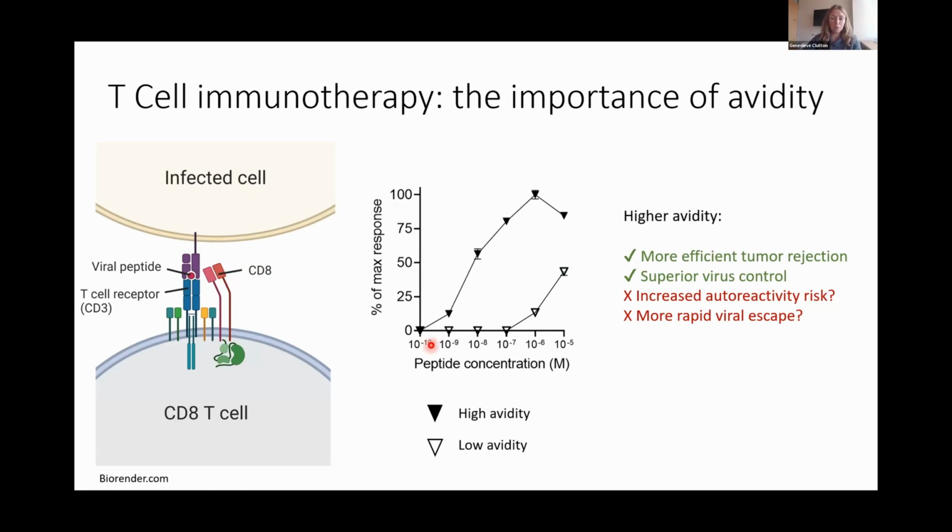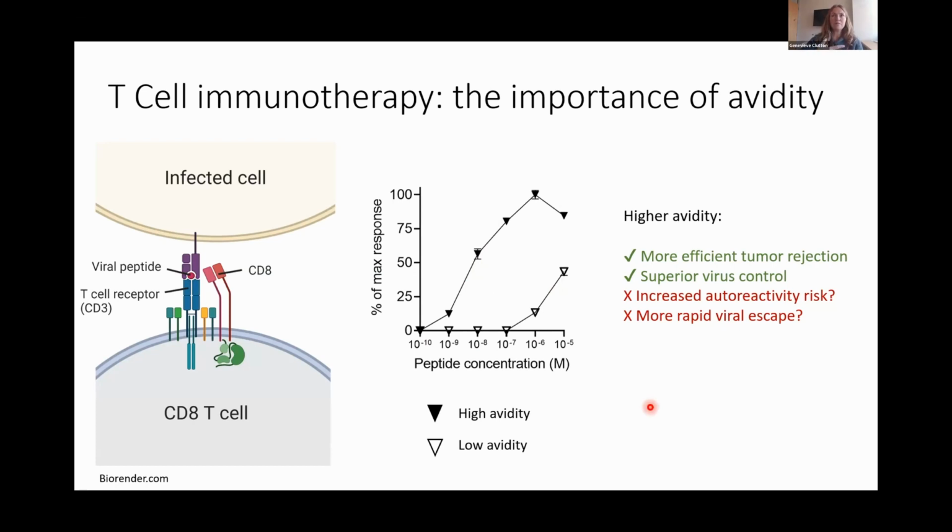And so we have an example here where you can see that as we reduce the peptide dose that the T cell is exposed to, the lower avidity response is lost. We lose the ability to detect it, whereas we can detect a functional response by the higher avidity T cell down to a much lower peptide concentration.